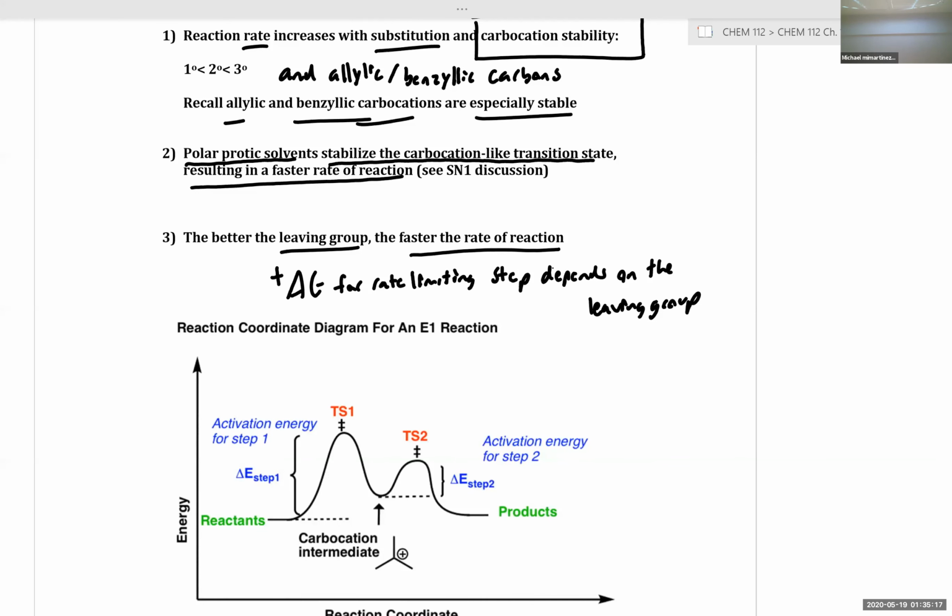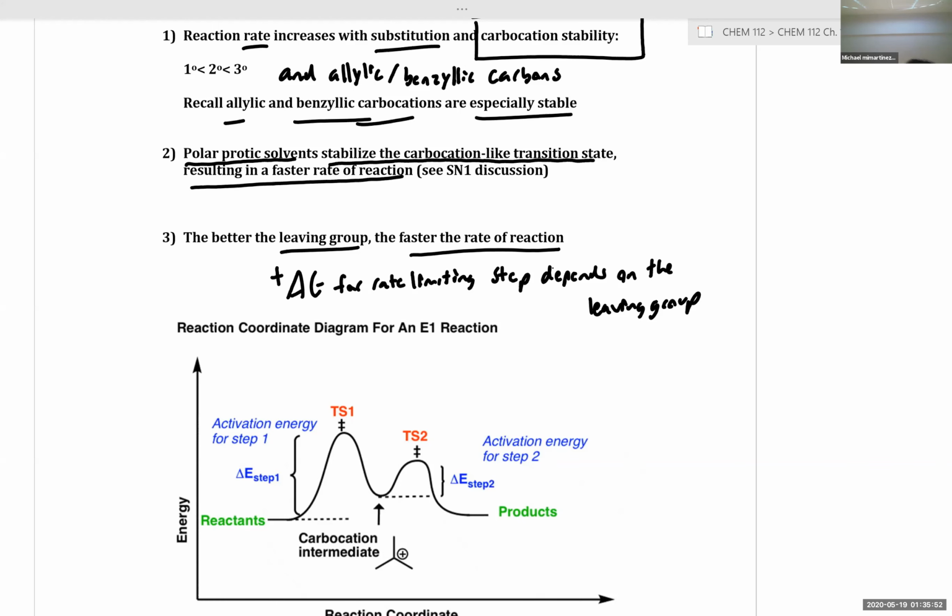So leaving groups are based on pKa values. Essentially, the weaker the base, the better the leaving group, with some exceptions. Essentially, good leaving groups are large atoms or molecules that can readily stabilize a negative charge, which are all the features of very, very weak bases. Does that make sense?